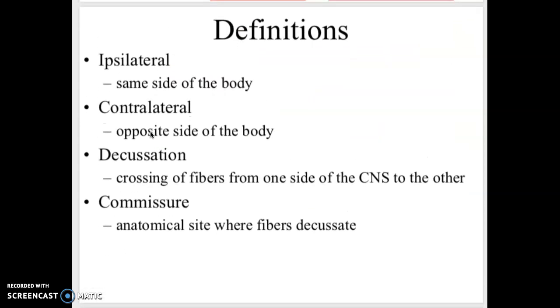There's some definitions for you to know. So, ipsilateral, things are happening on the same side of the body. Contralateral, opposite sides of the body. Decussation is what happens when nerve fibers cross from one side of the brain to the other side. So for example, you guys have heard that like the left side of your brain controls the right side of your body and vice versa, and that's because the neurons decussate, they cross over. The commissure is where the actual decussation happens, so right where X meets the spot.